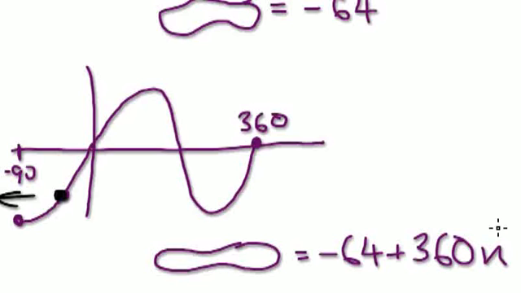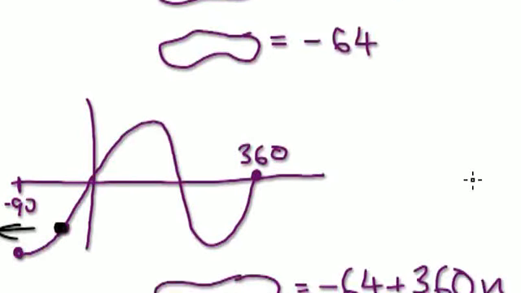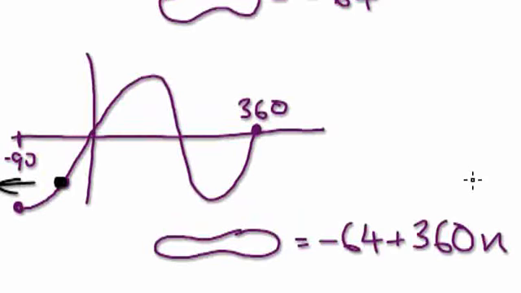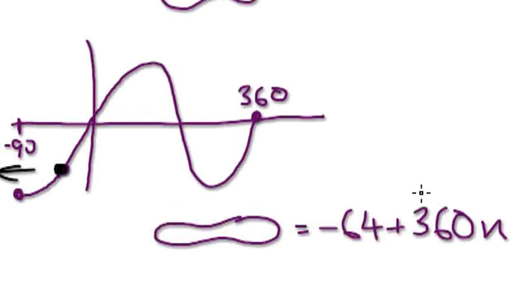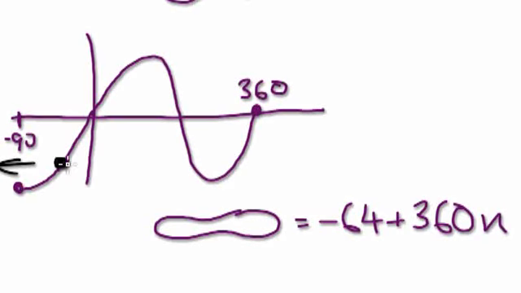Remember, at the moment I'm leaving it as n. I'm not saying for all n. It's not for all n. We will sort out the range later on. But at the moment we are just trying to find out all the solutions. And once we've got all the solutions, then we will look at the range. So our first solution, we can add 360. That will give us this. Don't forget, this is another solution.